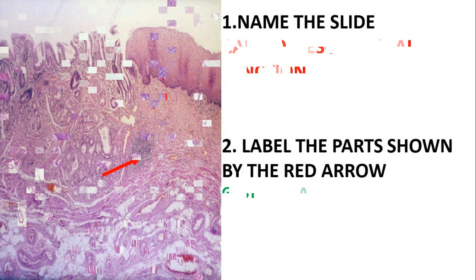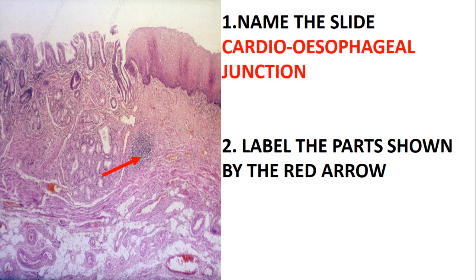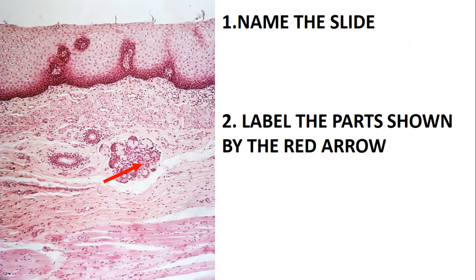Let's quickly move on and look at the next slide. Name the slide. If you look at the slide, this is the same slide as the one I just projected, which is just the Gastroduodenal Junction, which is a junction between the stomach and the esophagus. Label the part shown by the red arrow. The part shown by the red arrow is just the lymphatic node.